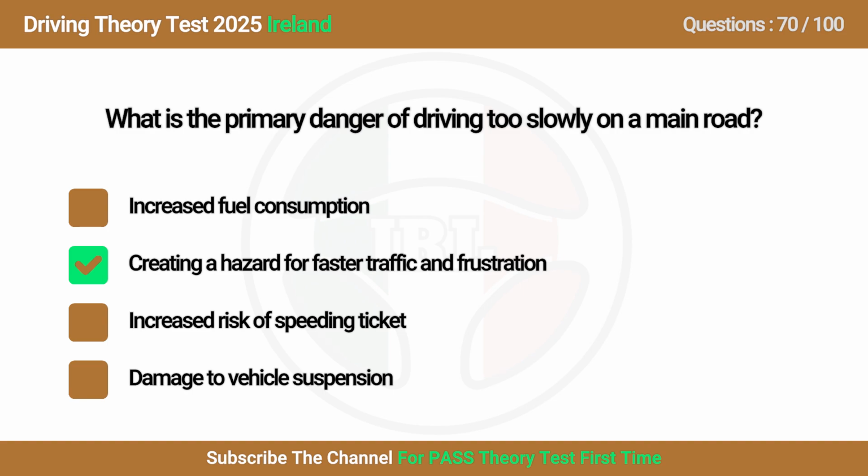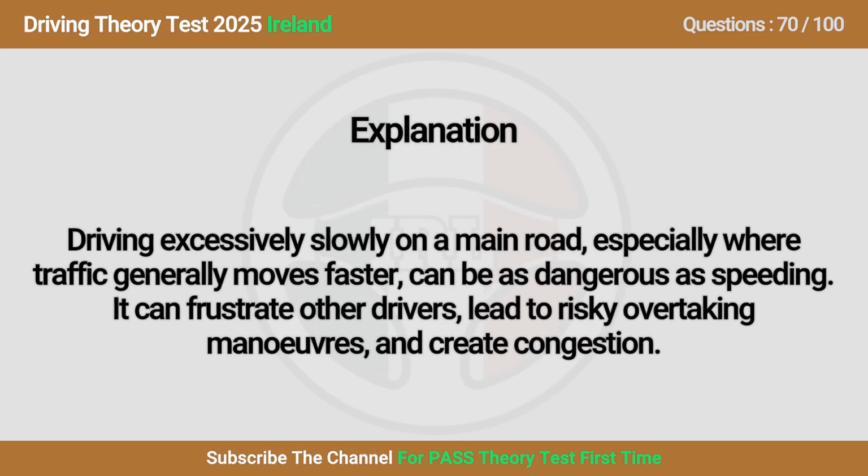Answer is B. Creating a hazard for faster traffic and frustration. Driving excessively slowly on a main road, especially where traffic generally moves faster, can be as dangerous as speeding. It can frustrate other drivers, lead to risky overtaking maneuvers, and create congestion.